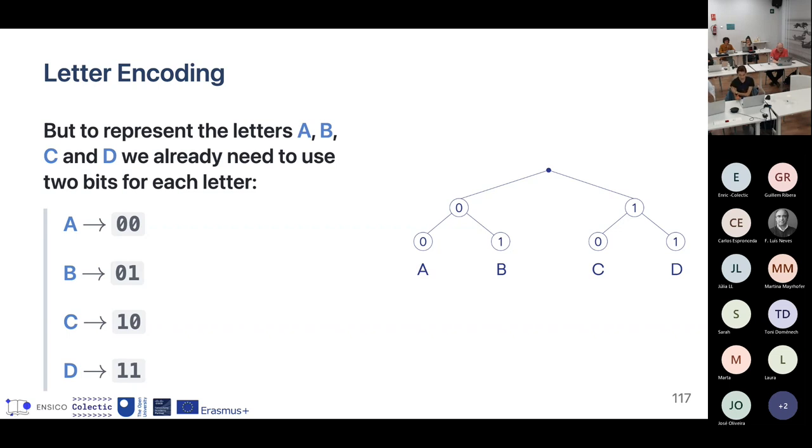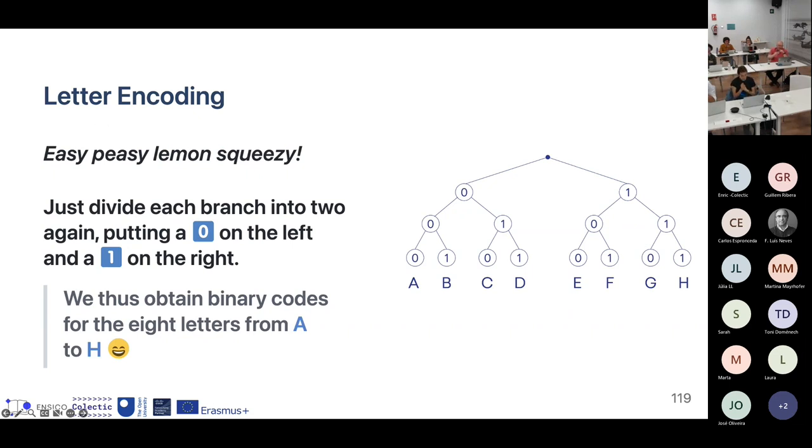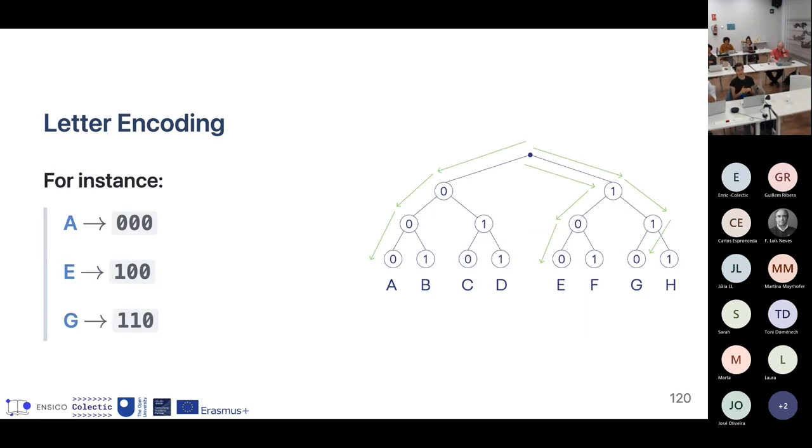And if you do this again, and we divide each branch in 2 again, we are going to double the number of letters, and we are going to have 8 letters. Okay, 8 letters. And so now, for instance, the binary code of letter A would be 000. The binary code of letter D would be 011. Of letter F would be 101, and so on. You just follow the path starting from the root on the top, to the letter on the bottom.